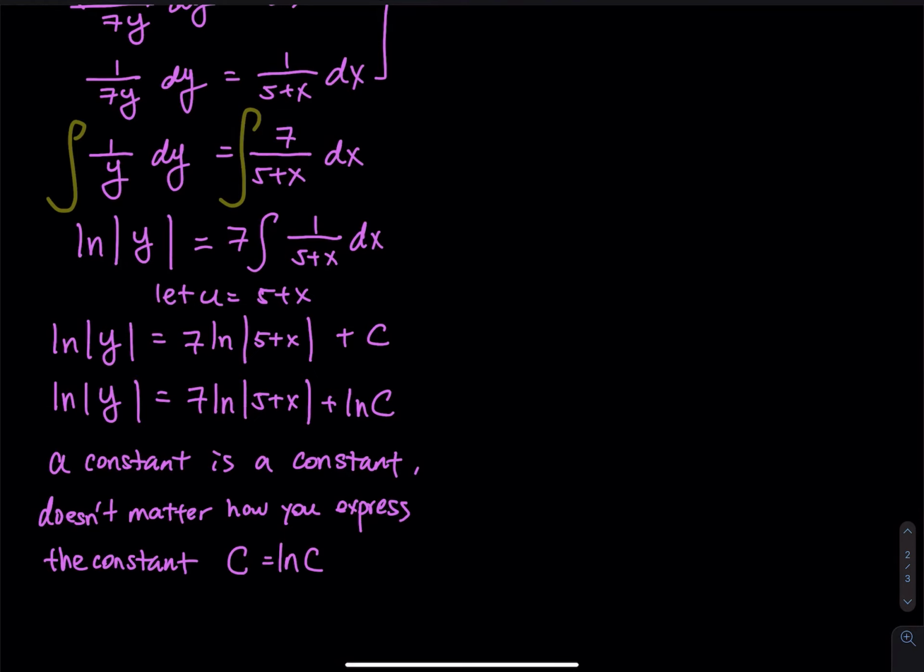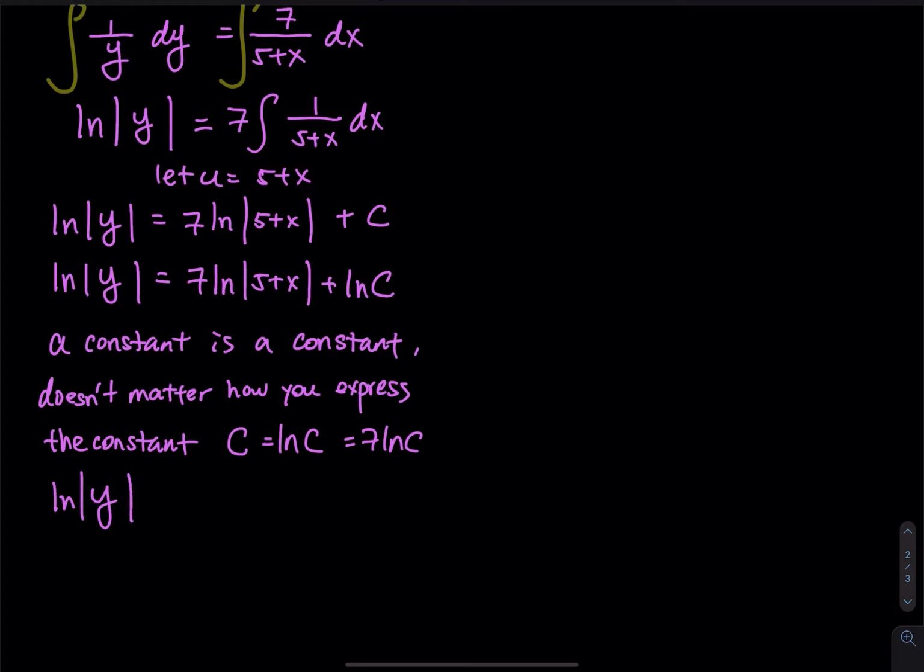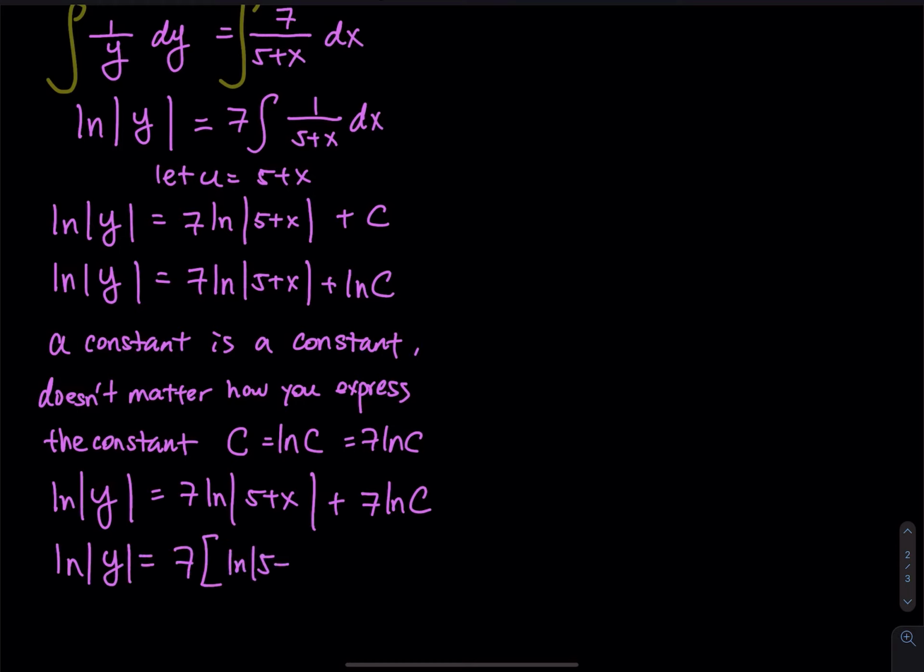And then you can say that is equal to 7 ln c. Again, a constant is a constant. Ln constant equals a number that is a constant. 7 times ln constant is just a constant. So it doesn't matter how you express this constant. So ln absolute value of y = 7 ln absolute value of 5 + x, and then plus 7 ln constant. And then I will factor out the 7. So you have 7 times square bracket ln (5 + x) plus ln constant.